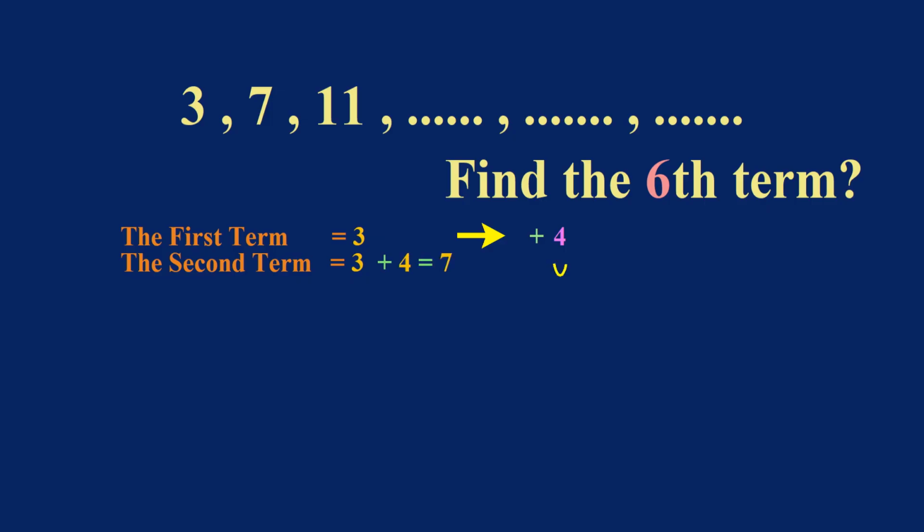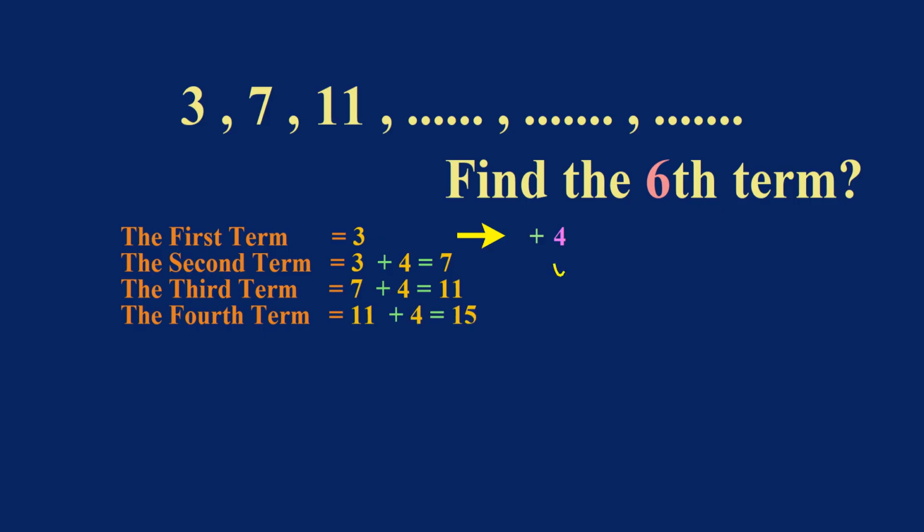And we can get the third term by adding 4 to the second term. 7 plus 4, which equals 11. And so on. We can get the fourth term by adding 4 to the third term. So the fourth term is equal to 11 plus 4, which equals 15. And the fifth term is equal to 15 plus 4, which equals 19.